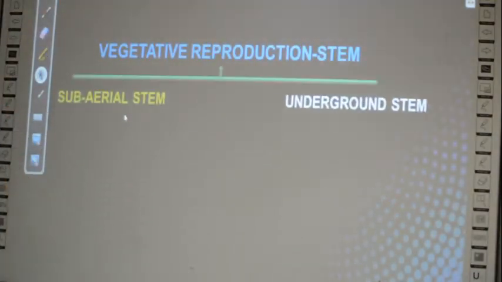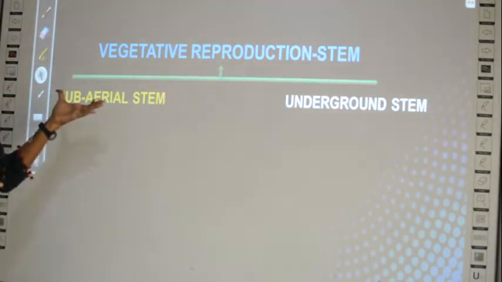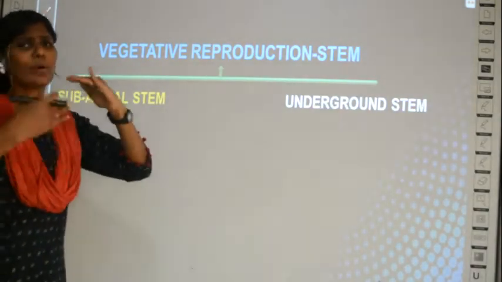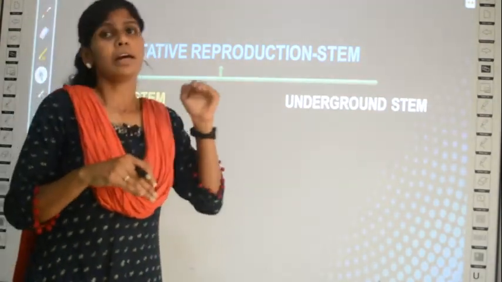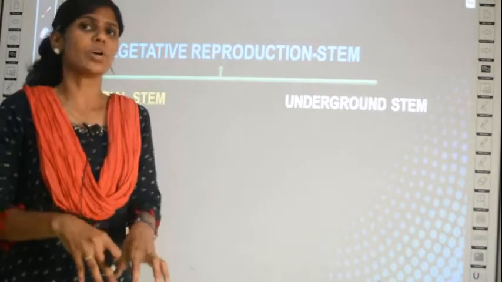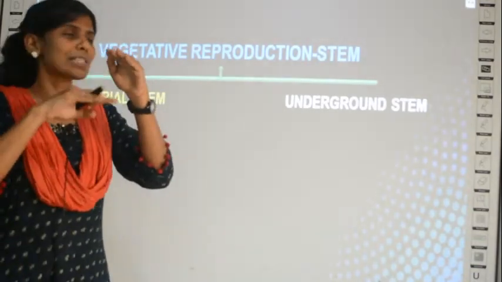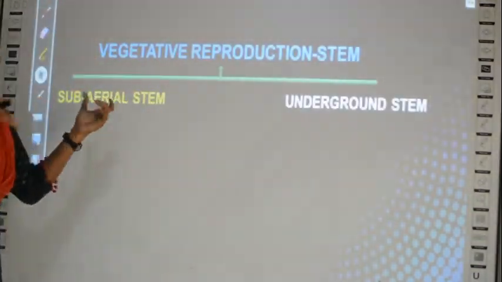Then how does vegetative reproduction happen in a stem? In the stem, it can be either subaerial or underground. Aerial means above, underground means below. What is this subaerial word? It means a little below the ground, not very deep but just below the soil surface. If it is present, it is called subaerial.